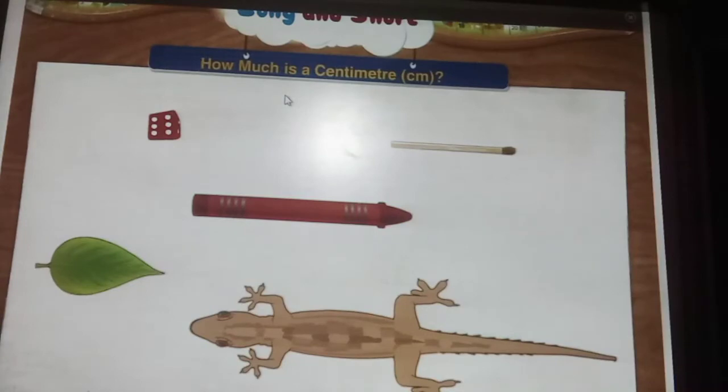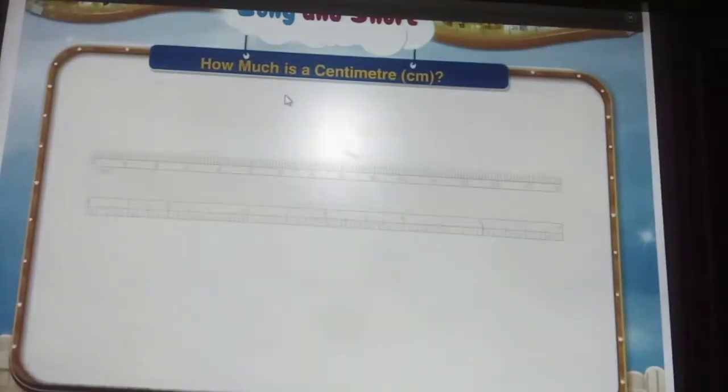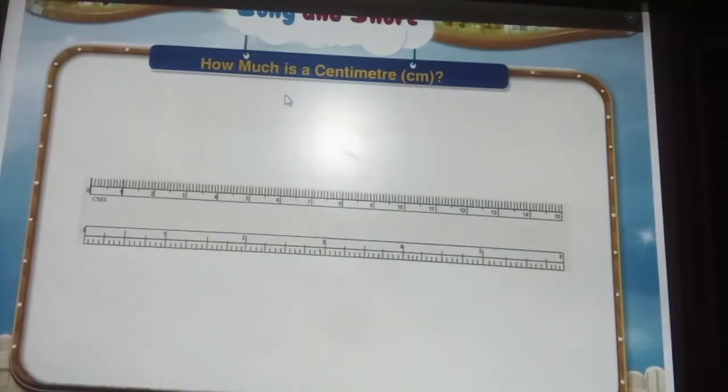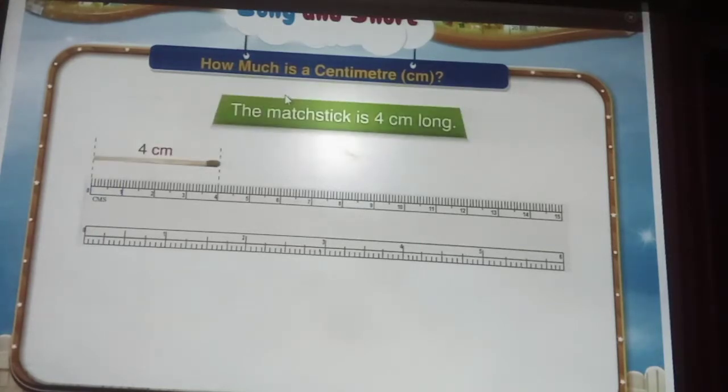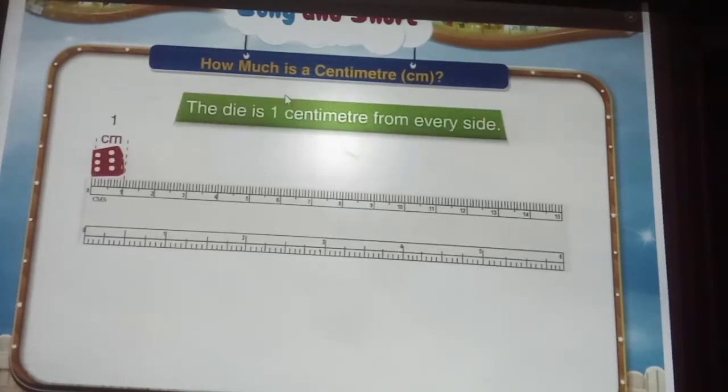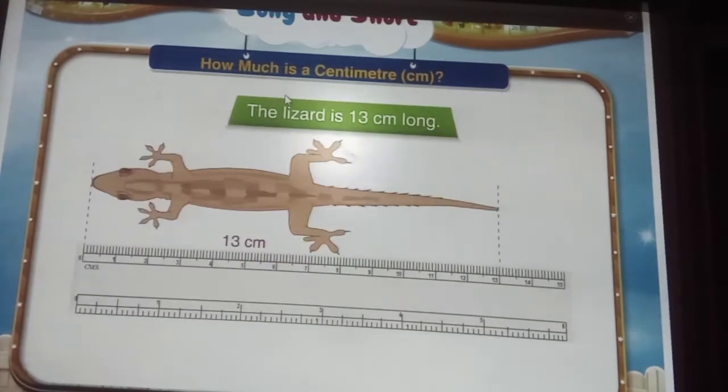How much is a centimeter? That is cm. The matchstick is 4 centimeters long. The die is 1 centimeter from every side. The lizard is 13 centimeters long.